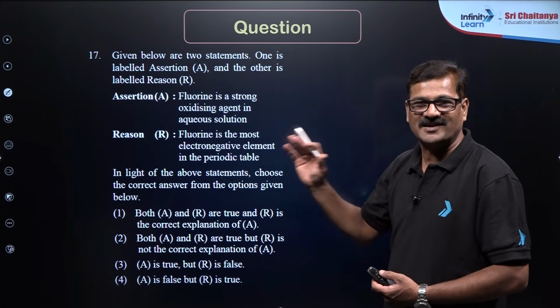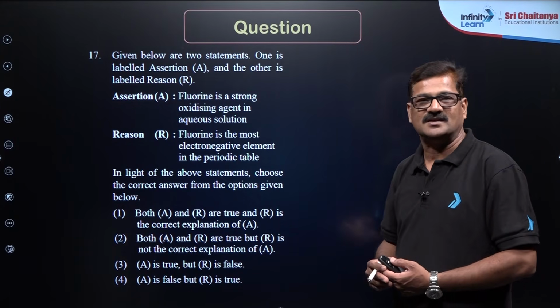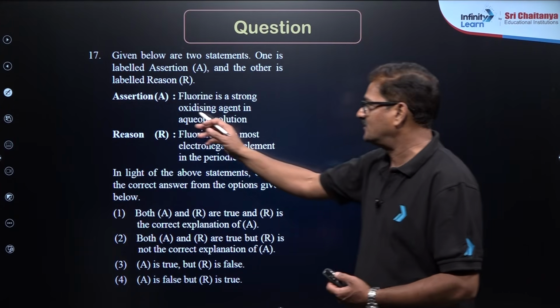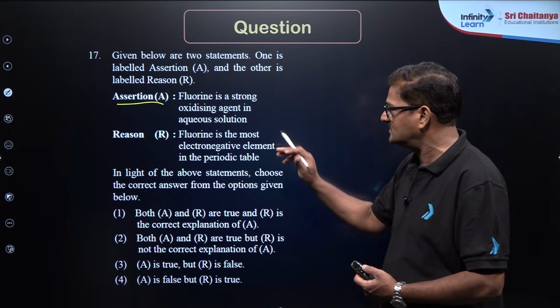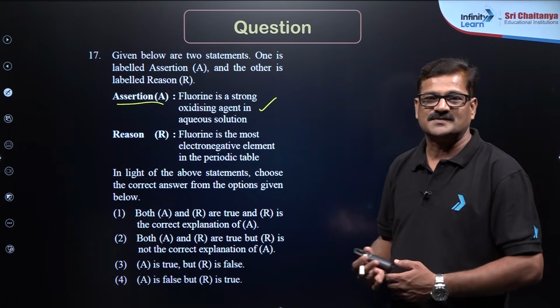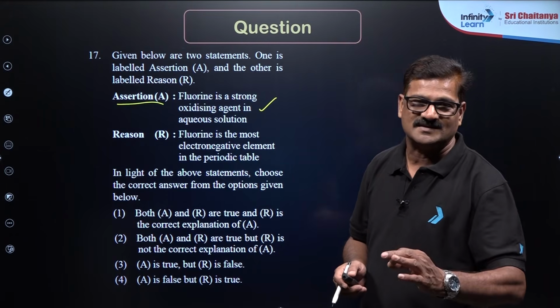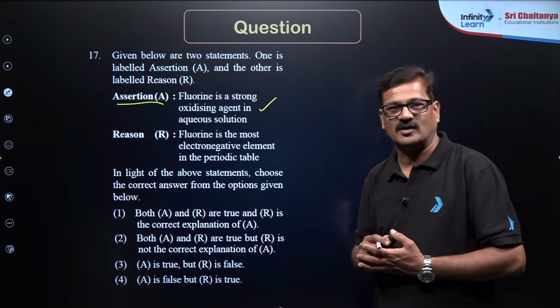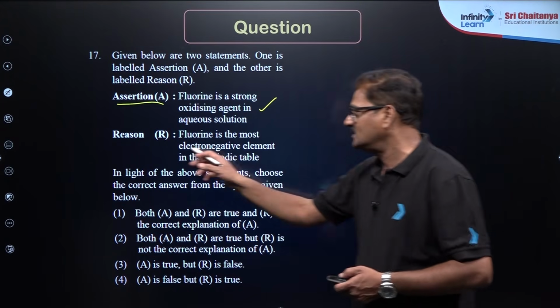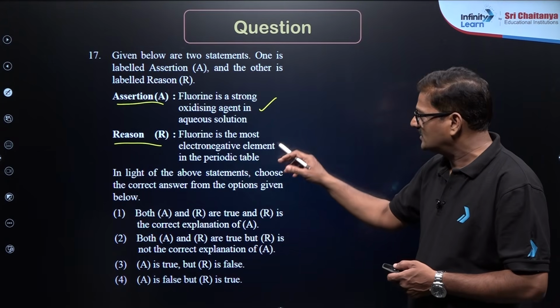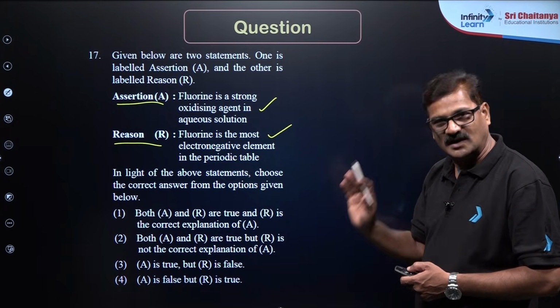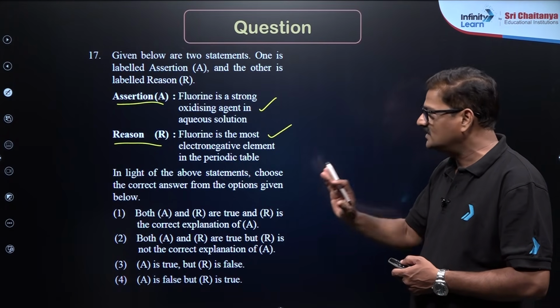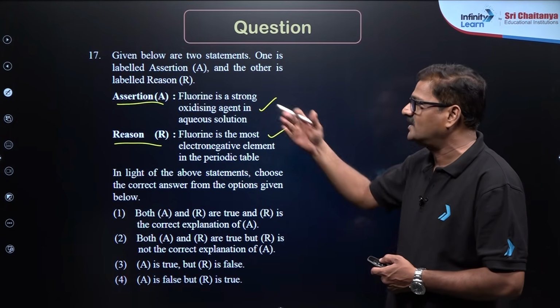Students, here is an inorganic question, again assertion and reason. Assertion: fluorine is a strong oxidizing agent in the aqueous solution. Of course, fluorine is the strongest oxidizing agent among all things you can see in regular inorganic chemistry. The reason: fluorine is the most electronegative element, which is correct, but the reason is not actually explaining the assertion.